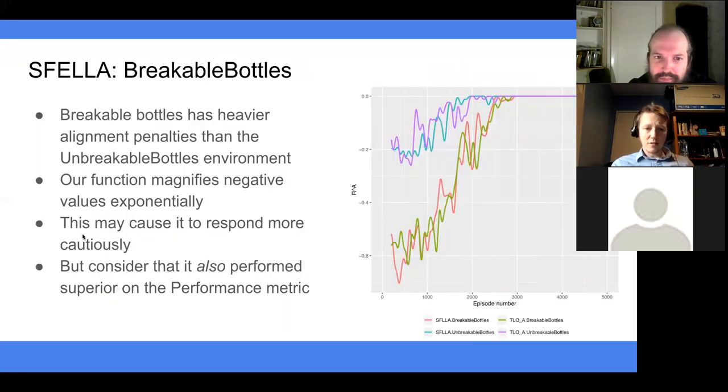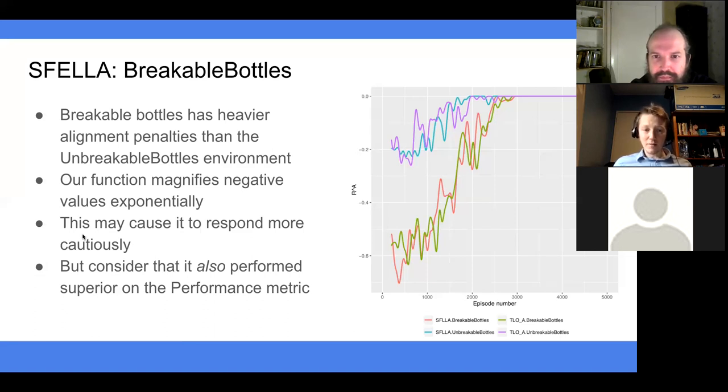So thinking a little bit about the positive result we got there, where SFELLA does tend to perform a little bit better in that breakable bottles environment, we wondered why that was. The breakable bottles environment has a heavier alignment penalty than the unbreakable bottles environment, because if you drop that bottle, you can't pick it up again. And so you're penalized right throughout the remainder of the episode for that bottle being broken. That is confirmed on the right. This is a graph of the average penalty within those two environments for each agent for the alignment objective. The top two lines with the gentler penalty are the unbreakable bottles environment. The breakable bottles environment is on the bottom, and it's got a much heavier penalty there.